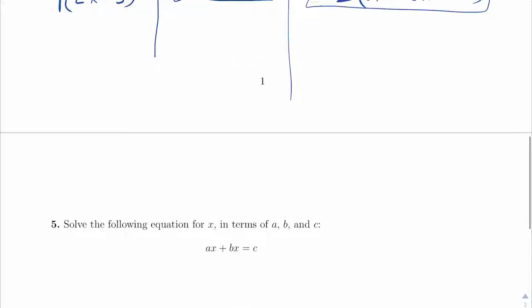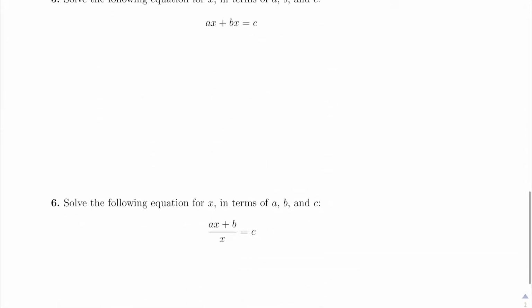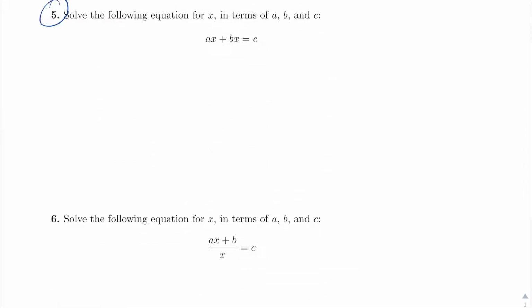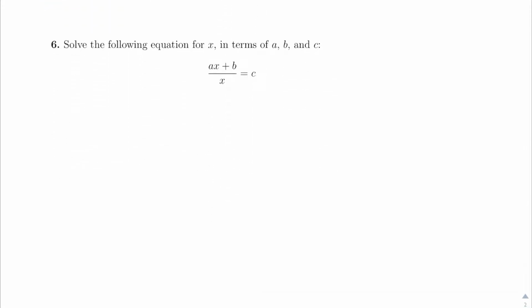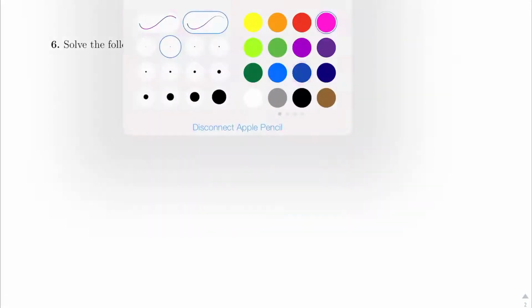All right, so for the next one, we're only going to do the last one. I'm going to let you guys do 5 on your own. 5 is very similar to 6, but easier. So let's do the more difficult one. Solve the following equation for x in terms of a, b, and c. So we want to solve for x.